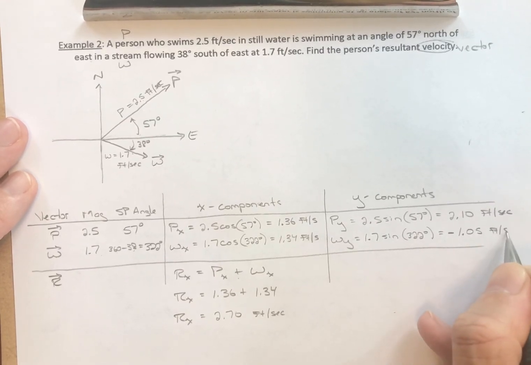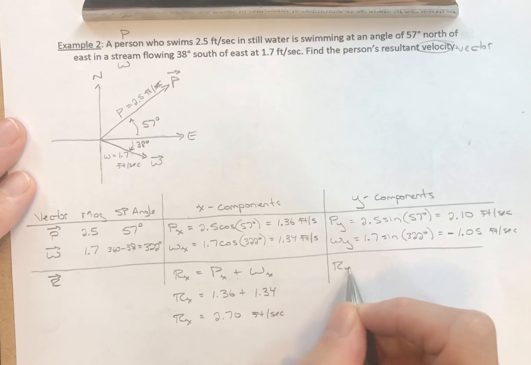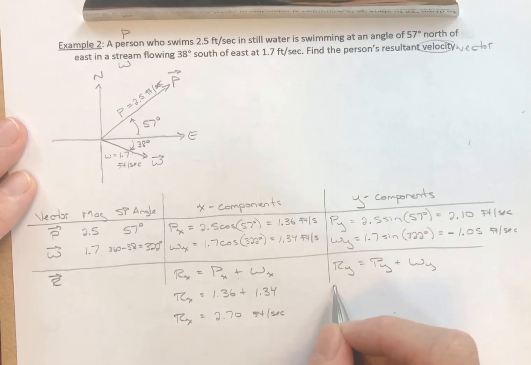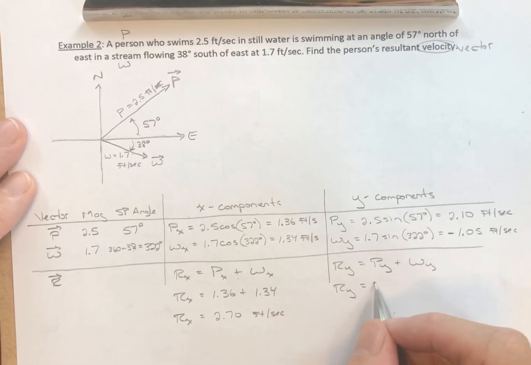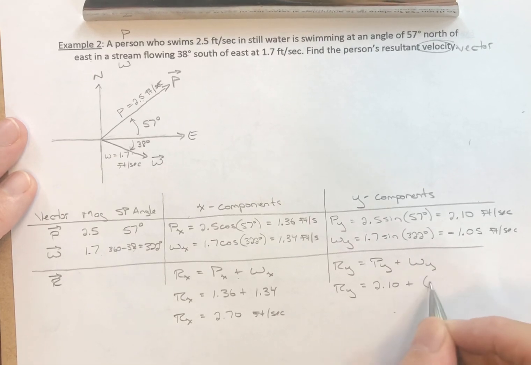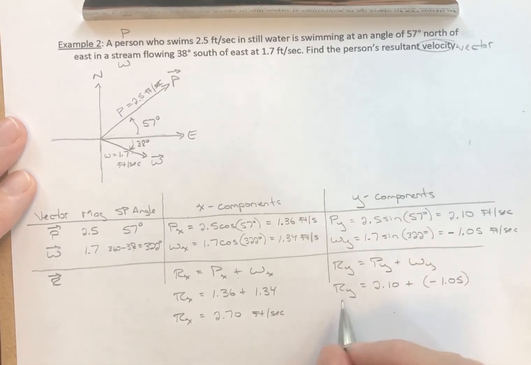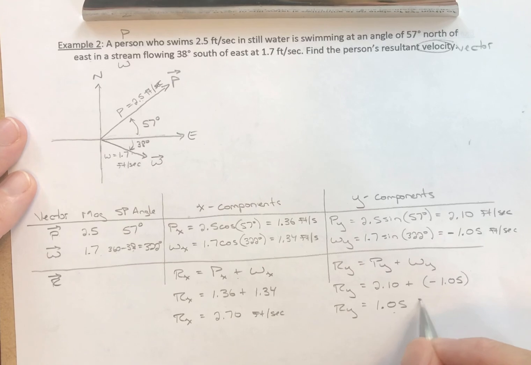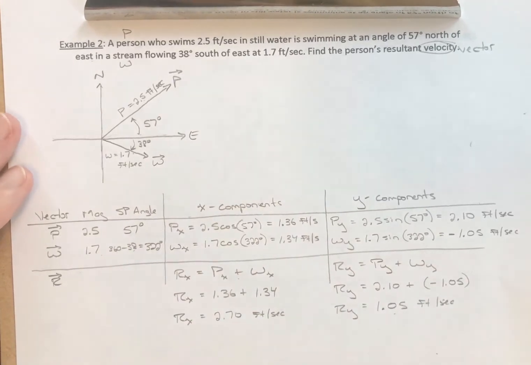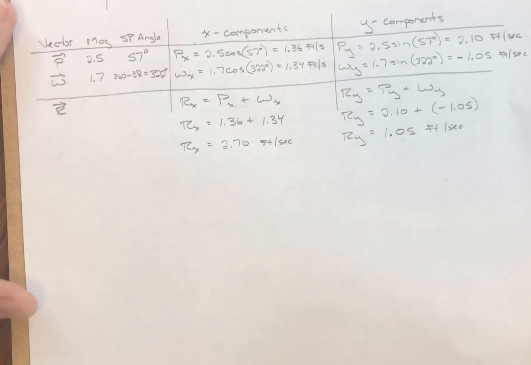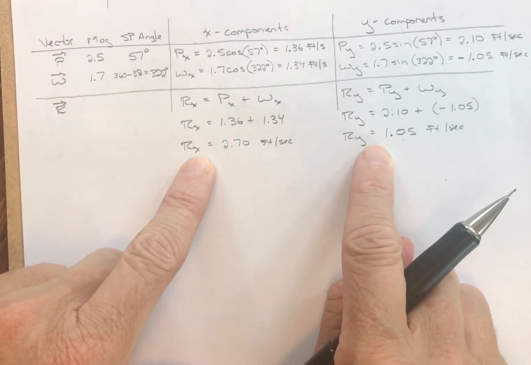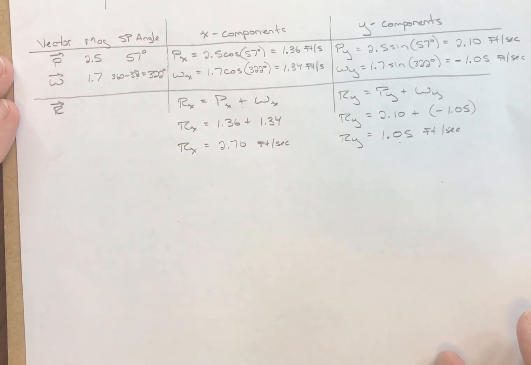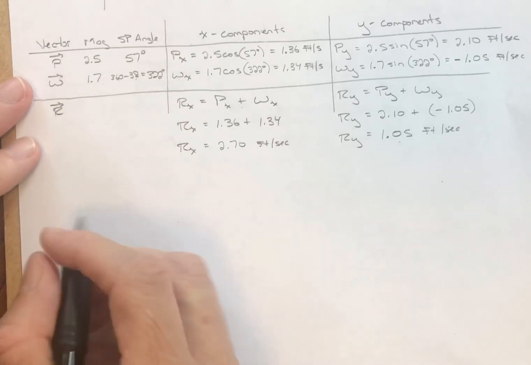1.05 feet per second. So now we can get the y component of the resultant by adding the y components of the two, and the y component of the resultant is 2.10 plus a negative 1.05. Pull out a calculator if you need to, and the y component of the resultant is 1.05 feet per second. Okay, now we're set because we know the x and y components of the resultant. We can now find the magnitude of the resultant and the direction of the resultant, like we did earlier.